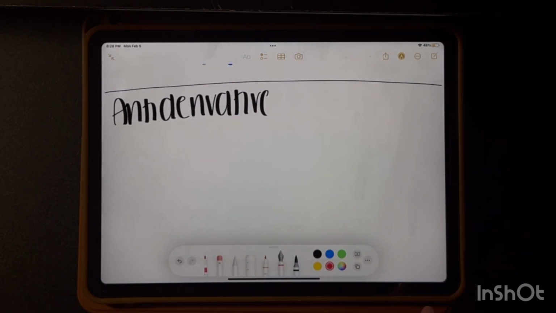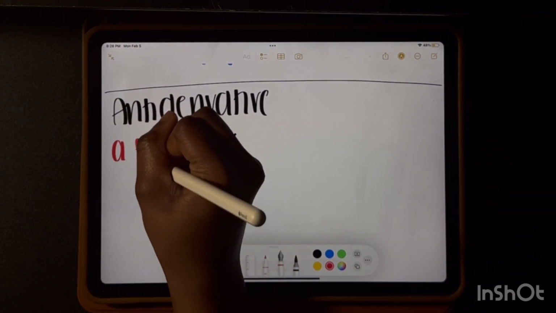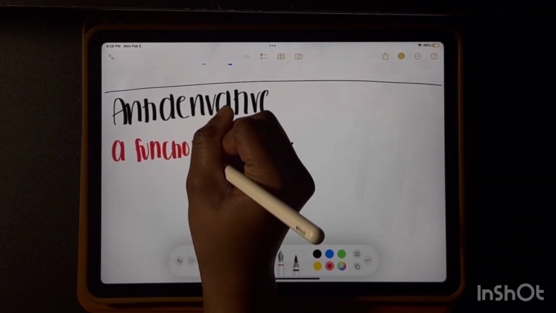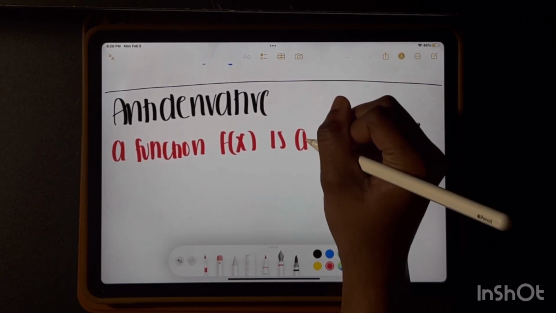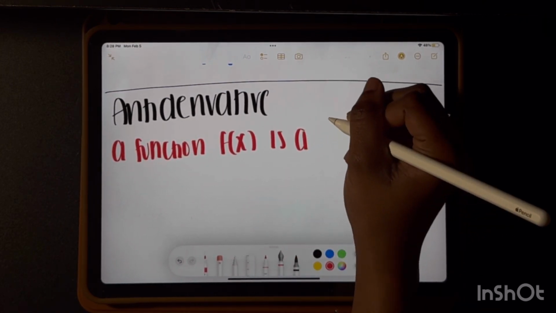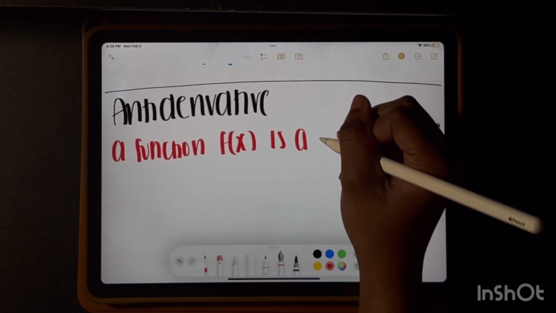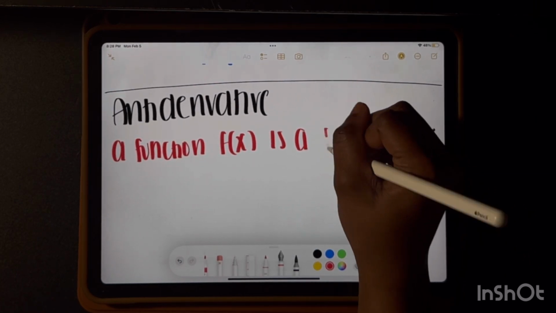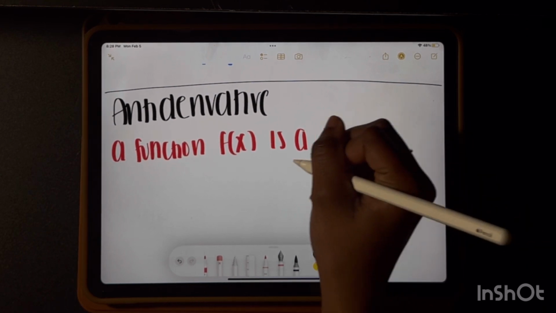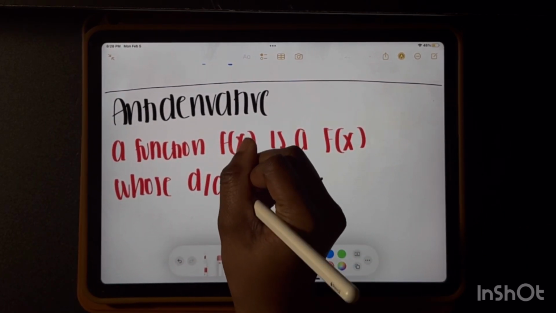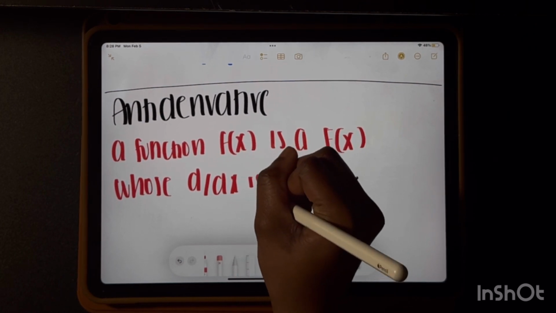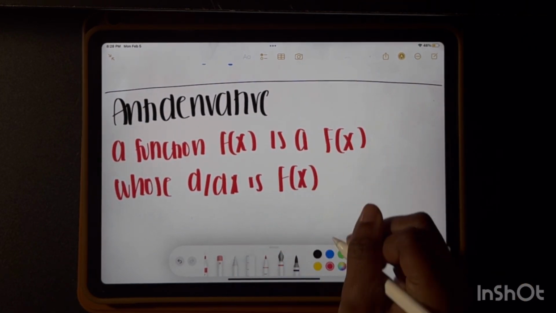So an antiderivative is a function big F of x in which little f of x is a function of big F of x, whose derivative is little f of x.